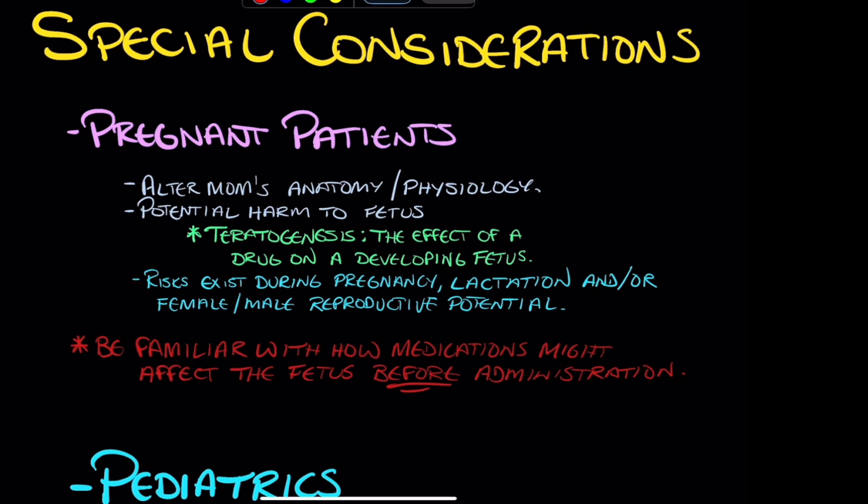Risks still exist even after birthing the baby. You're still worried about breastfeeding if they're doing that. If not, then it's not something you're so worried about. And certain medications can even affect reproductive potential. That would be an effect for male and female. While males can't be pregnant, certain medications can cause problems with reproductive organs.